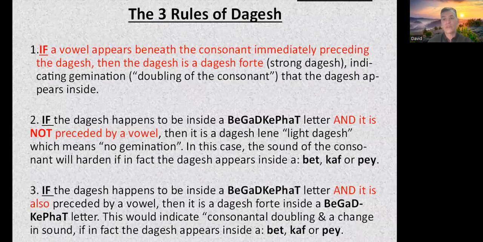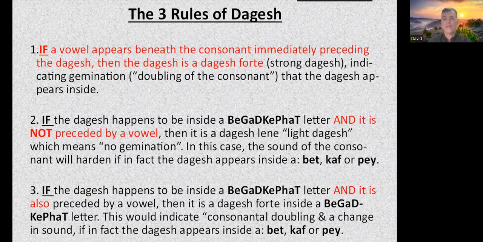Rule number 2, which there's 3 examples of this, says if a Dagesh happens to be inside a Begad Kafat letter, and I just referenced that, and it is not preceded by a vowel, then it is a Dagesh lene, a light Dagesh, which means no gemination, no doubling. In this case, the sound of the consonant will harden if in fact the Dagesh appears inside one of these 3 letters: bet, kaf, and pei.